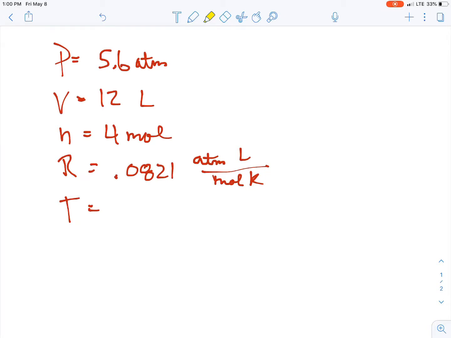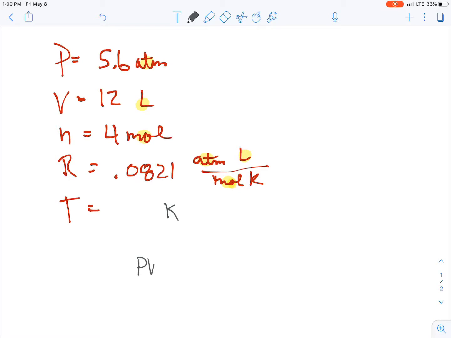First thing you always have to do is check for label consistency. We have to have atmospheres, liters, moles, and kelvins. So we need all those labels to match up with the R that you're using. So 0.0821, remember we solved that out for those labels. Okay, putting this into the equation.